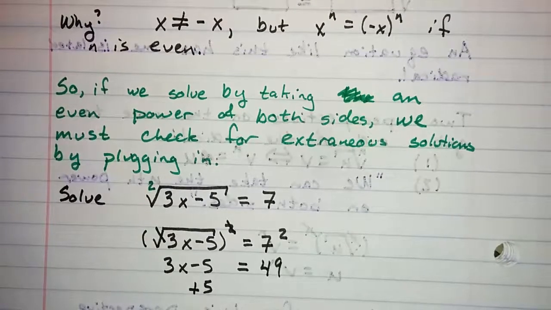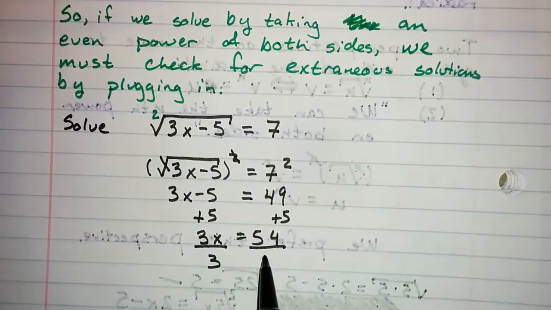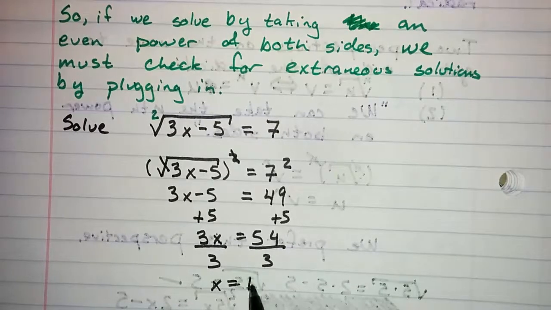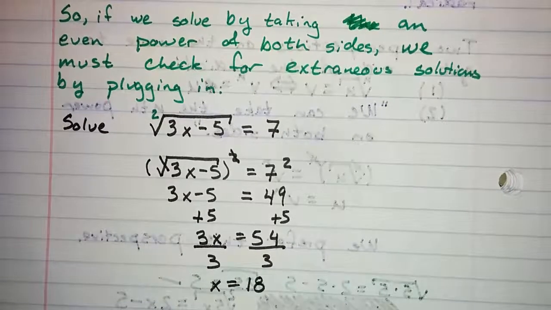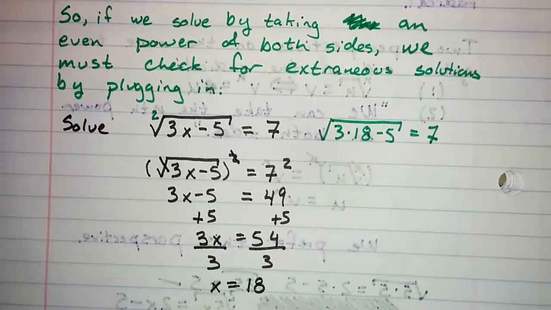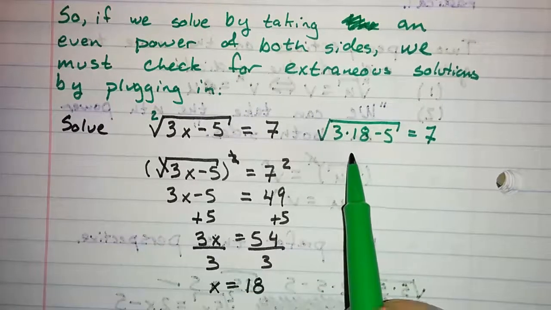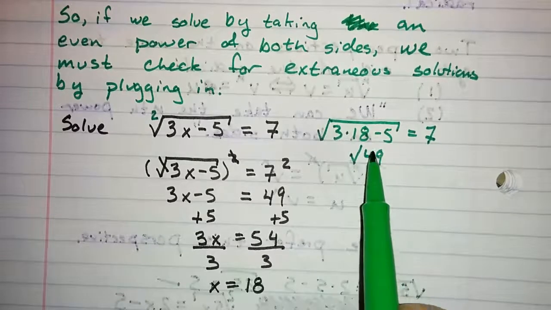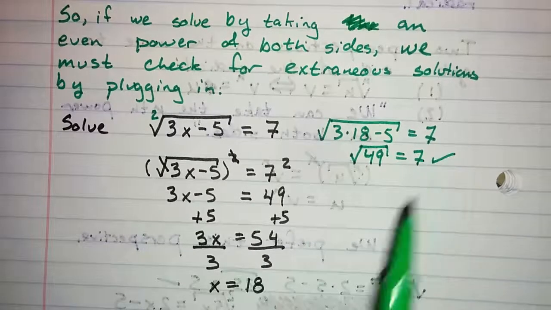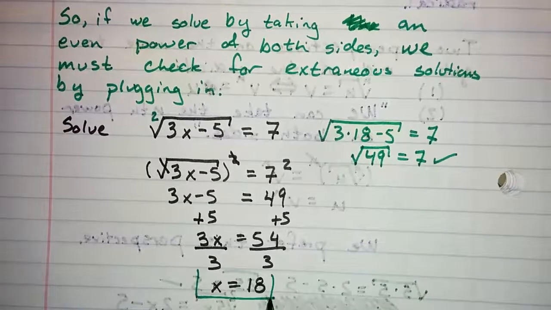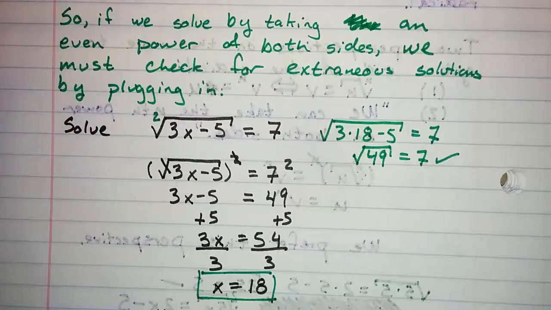And now we can finish solving normally. Add 5 to both sides. Divide both sides by 3, and we'll get x is 18. Now we're not finished. We need to go back and check that that's not extraneous. Plugging that in, the square root of 3 times 18 minus 5 is 7. Working out this part inside the radical, we get the square root of 49 is 7, which is true. So x equals 18 is a true solution to this equation.